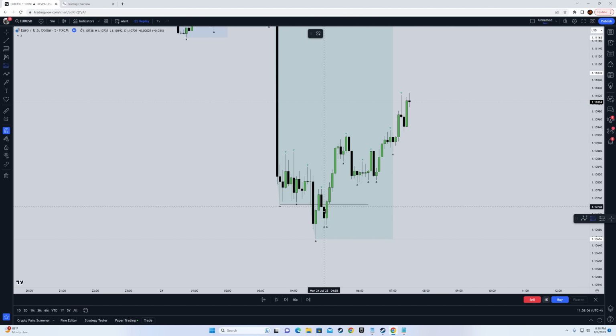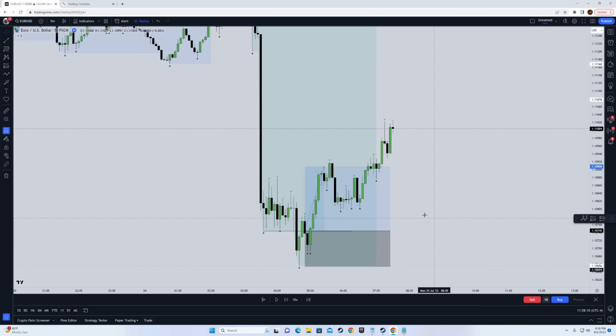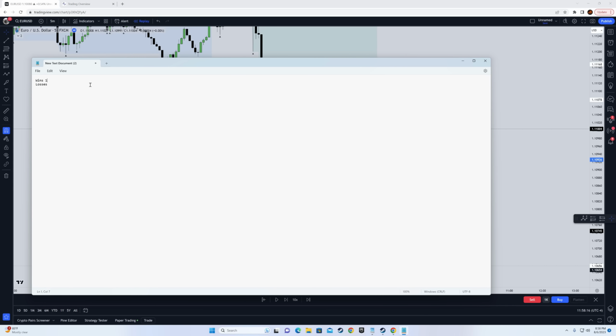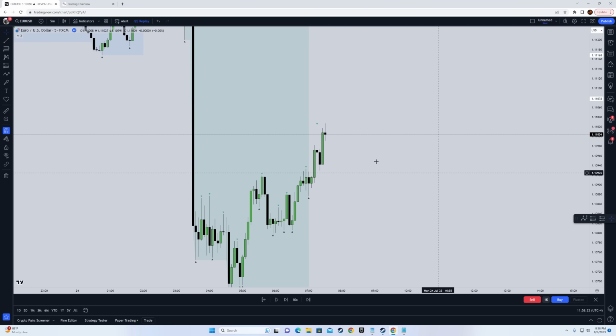Two steps complete. Now we simply take our entry from the retest. Stop goes right below this low, and we go for 1 to 2. So I'm gonna put this as a winner. So we are in 2% profit right now. So now we have won our first trade. We can look for another setup here.